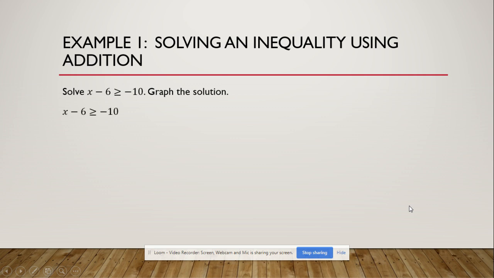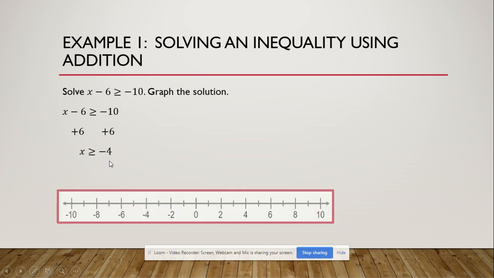All right, so we're going to solve this inequality, find out what are all the possible solutions, and then graph it so that we can show what those solutions are. Because we've got that -6 there, we'll add a 6 to both sides. -6 plus 6 is just going to be 0. X plus 0 is just x. -10 plus 6 will be -4. This is the equivalent inequality. It has the exact same solutions as our beginning inequality. However, this is a lot more obvious as to what numbers will work.